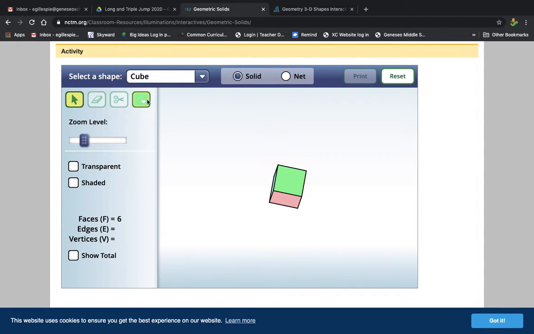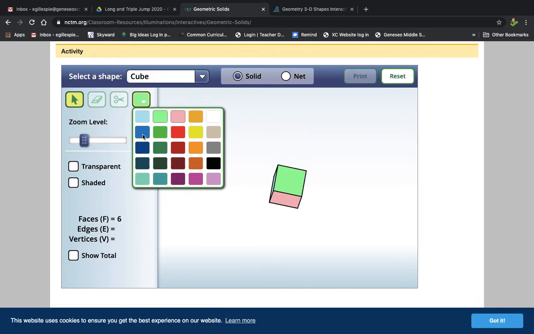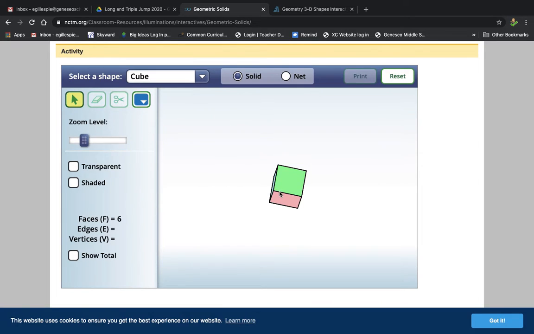To do edges and vertices, you can do that as well. Maybe I'll do the darker blue for edges. So if I hover on the line, you can see it changes. And if you notice over here, it's counting it up for me. So it counted up that there were 6 faces, and now I know I've got everything colored in. So edges, as I click on more of these lines, it's keeping count for me.